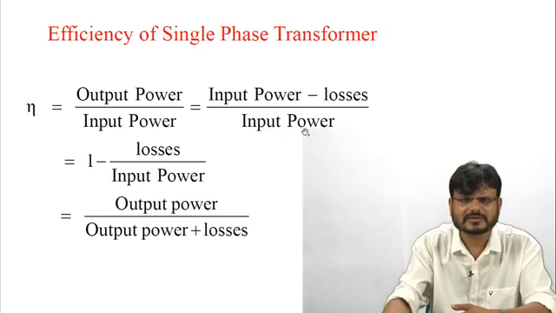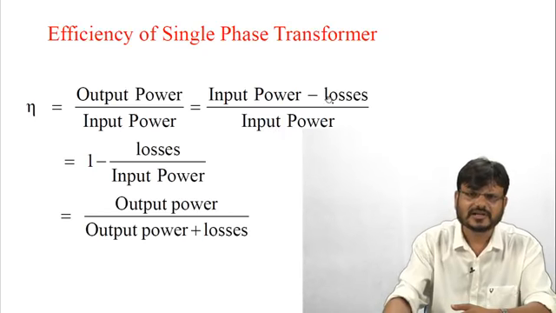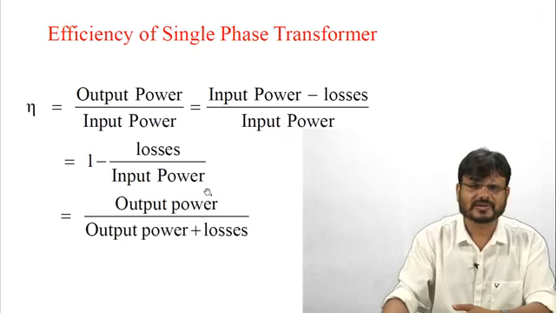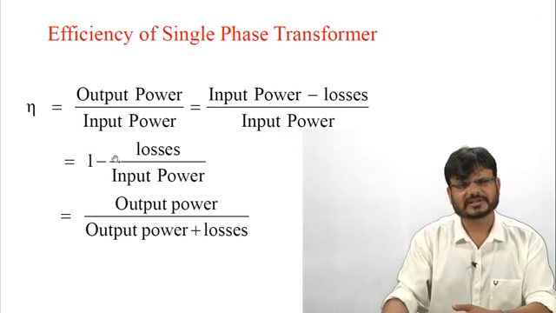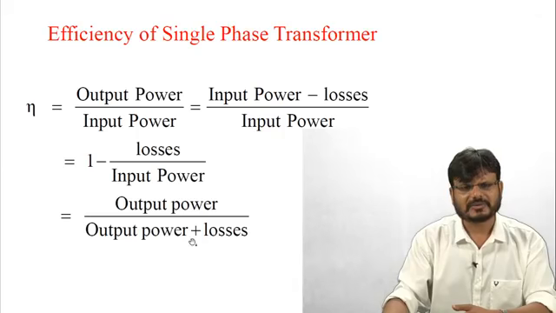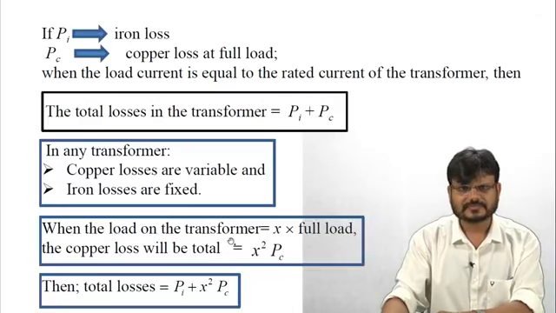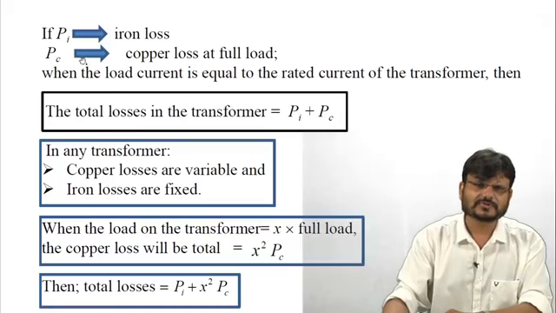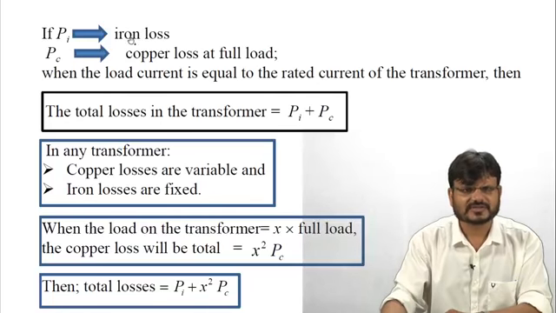Input power divided by input power is 1, and this is minus losses upon input power. This formula can also be written as efficiency is equal to output upon input power. Here input power can be written as output power plus losses. Let us assume that Pi is the iron losses, which have eddy current losses and hysteresis losses. These are the constant losses, and PC is the copper losses at full load.